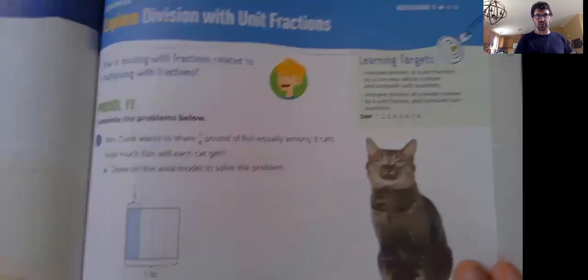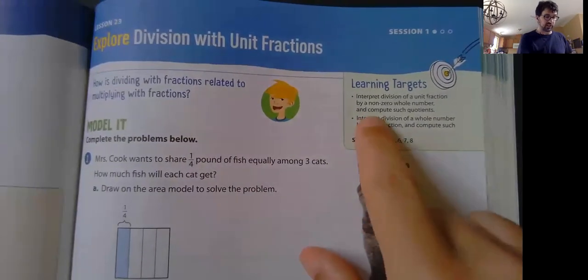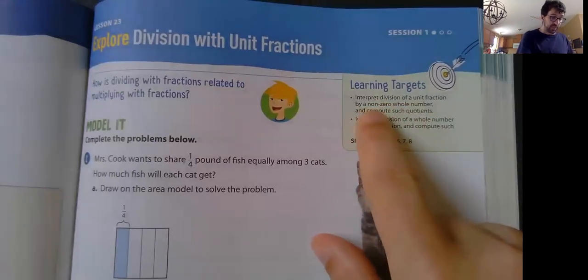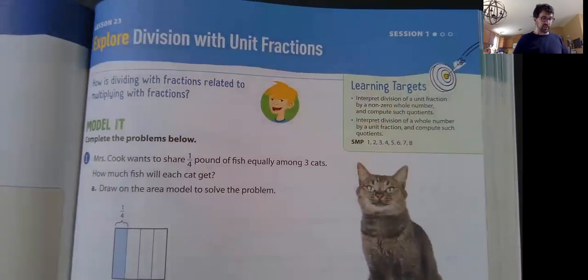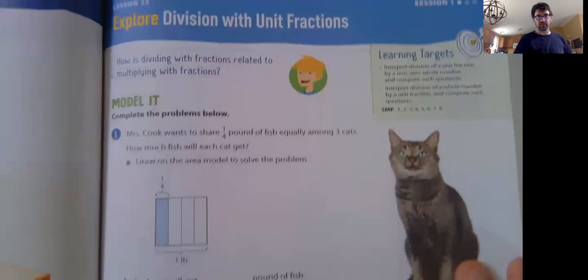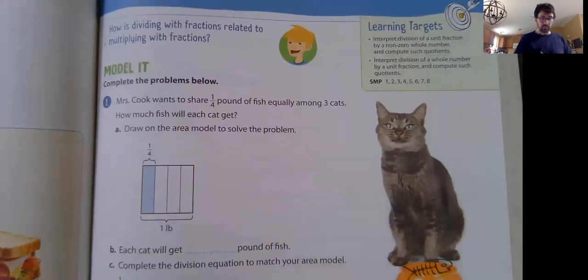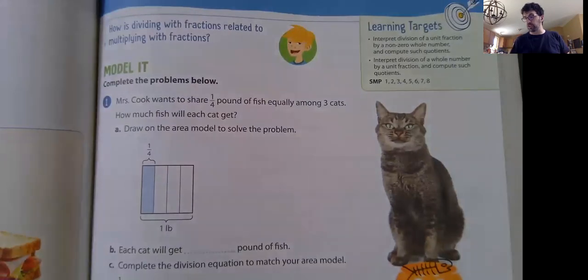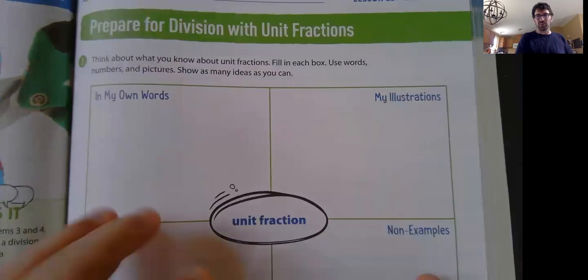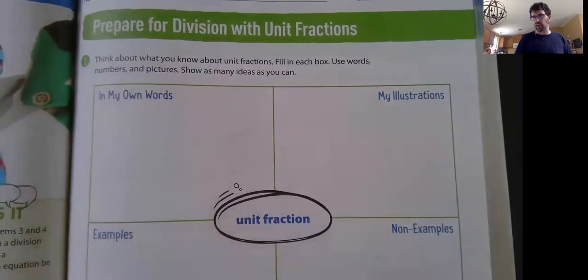start building this knowledge. So our learning target is interpret division of unit fractions by a non-zero whole number and compute such quotients, okay? So that is, we're looking at division with unit fractions, okay? Real fast, we're gonna do the vocabulary here for unit fractions. So let's just jump over here right now. Let's just talk about unit fractions and get this going here, okay?